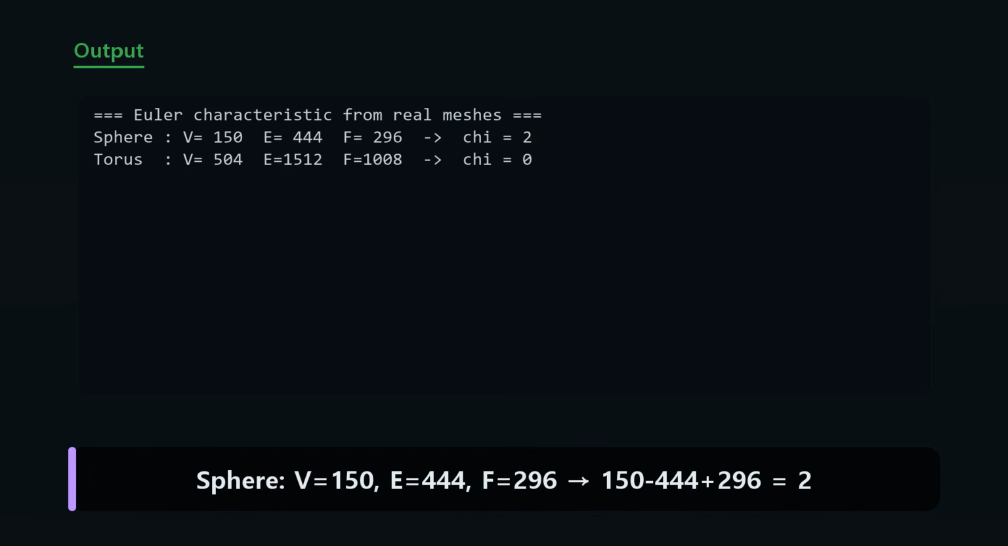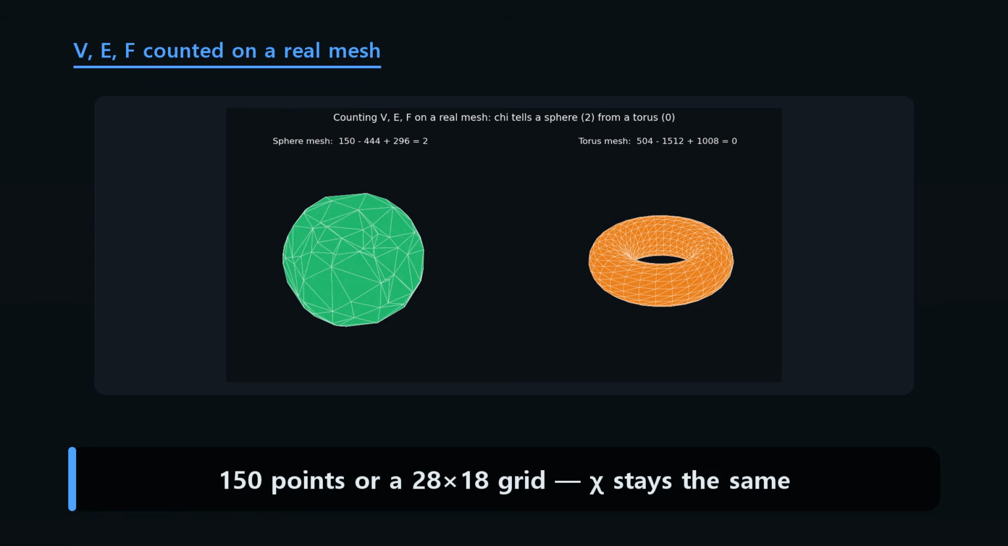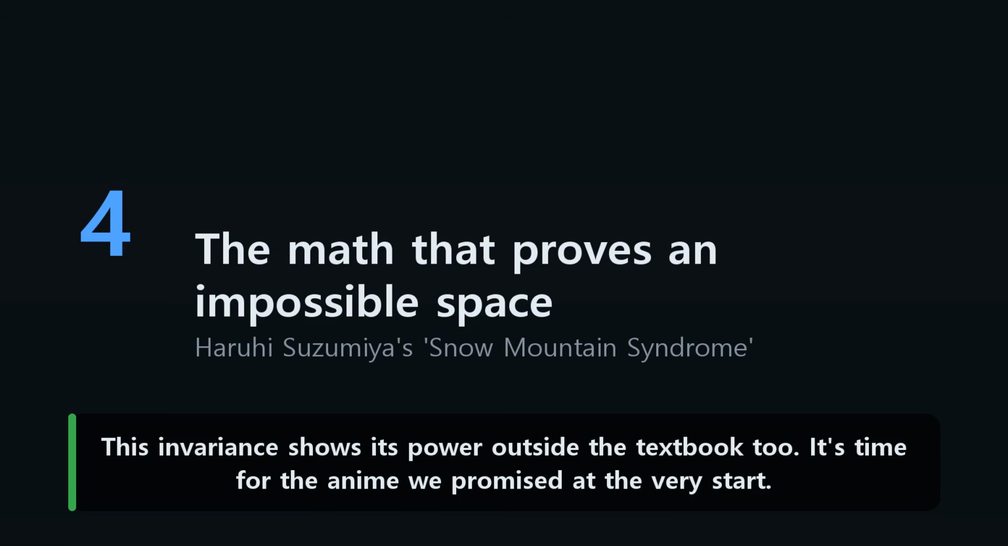The sphere, 150 vertices, 444 edges, 296 faces. Subtract and add, and it is 2 without a moment's hesitation. The donut, 504 vertices, 1512 edges, 1008 faces. The code spat out 0. Here is what it looks like on the actual meshes. Split them finely or split them coarsely, the value does not change. This invariance shows its power outside the textbook too. It's time for the anime we promised at the very start.